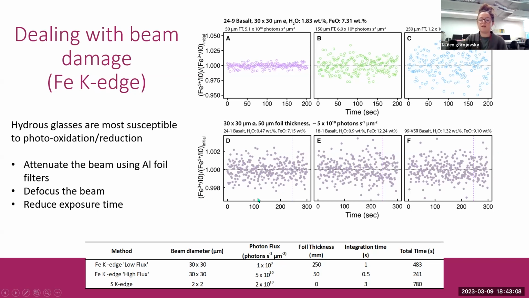The same thing is done here, where I've tested this on samples with different water contents. Here I have a sample with about half a weight percent, 1 weight percent, and then almost 1.5 weight percent water. Basically, what this is showing is that we don't see any measurable changes with water contents and the settings that we're using here.